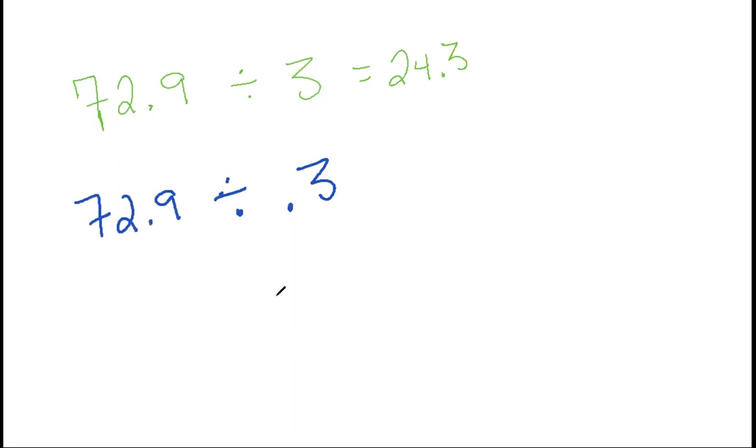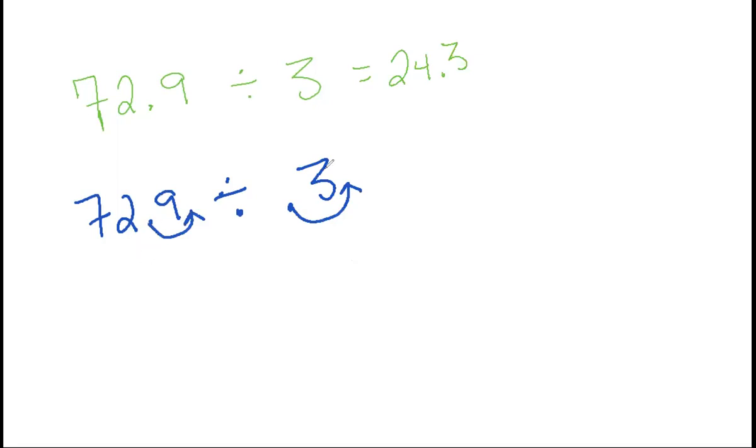So because you can't have a decimal point on the outside, you gotta move the decimal to the right to make it 3. And then you have to do the same thing on the inside. So you move the decimal to the right of the 9, and you get 729. Whatever I do to my divisor, I have to do to my dividend, right?